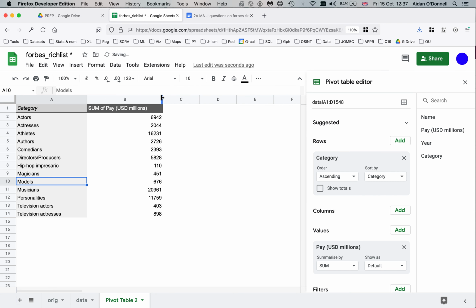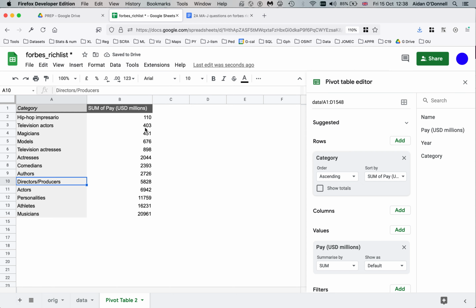Okay, but that wasn't the answer to the question. The question was, which category made the most money? Now, we can probably just look at it, but it would be helpful if we could order it, not by category. At the moment it's ordered by category alphabetically, and we'd like to order it in terms of these figures. And we can say, please order it by pay. And then it will order it from the smallest to the biggest, and we know it's the musicians that is the category that over the period got the most money.